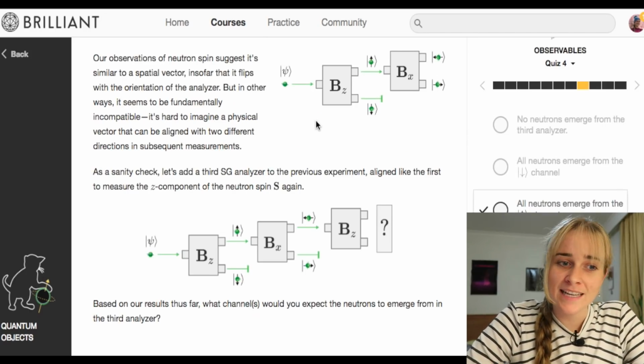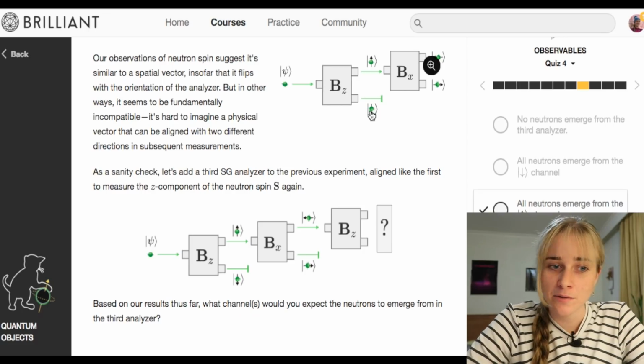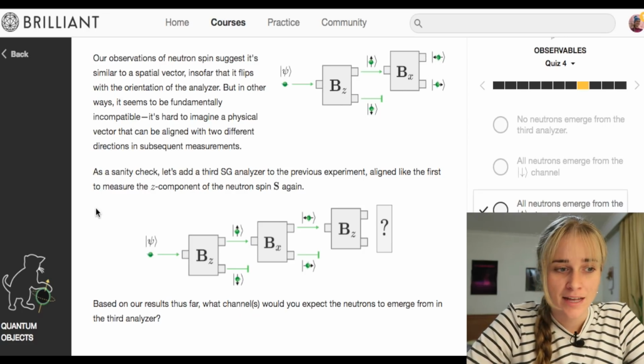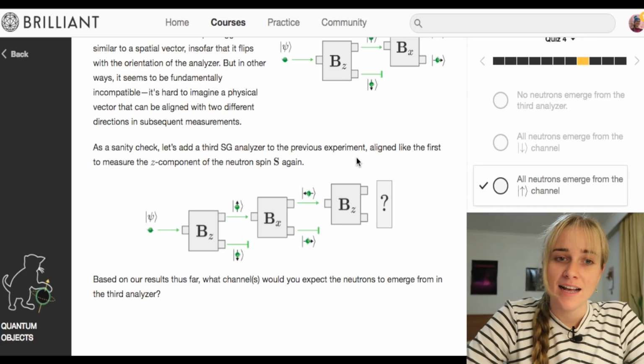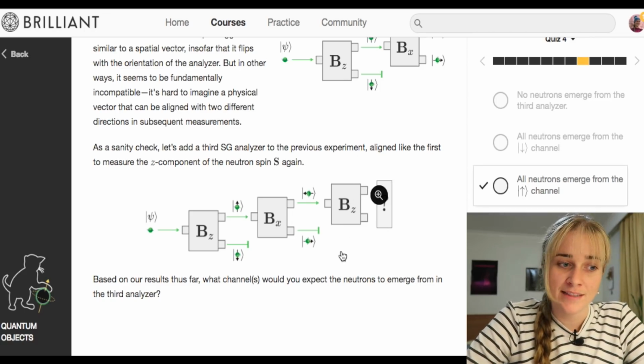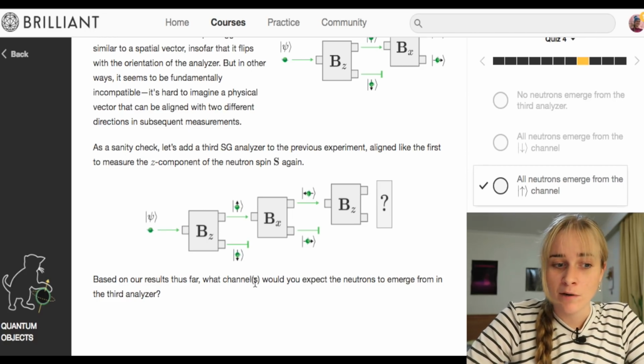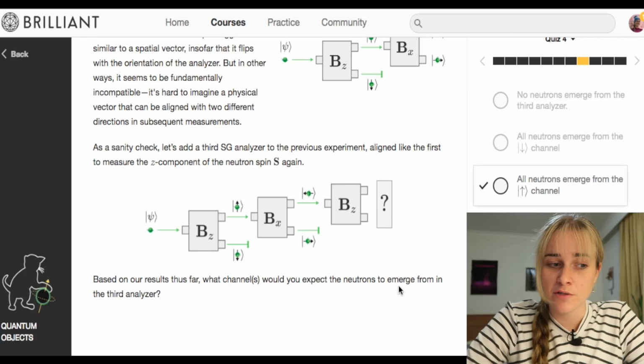It was a bit weird that our neutrons were aligned along two different axes that were orthogonal, but let's add in a third analyzer to the experiment, aligned just like the first one in the Z direction. Based on our results so far, what channel would you expect the neutrons to emerge from in the third analyzer?